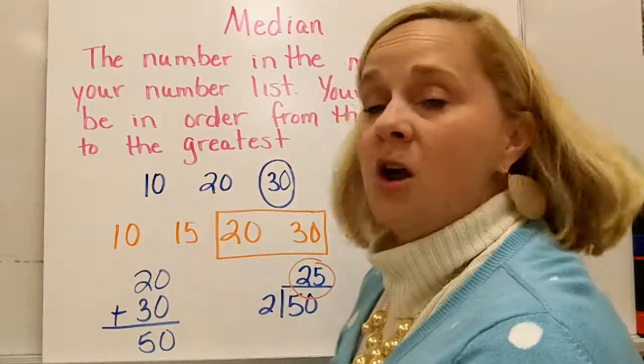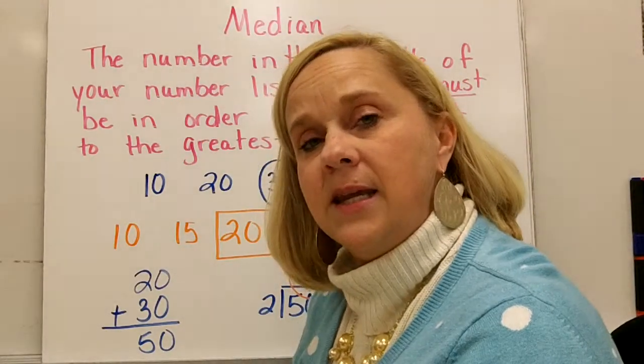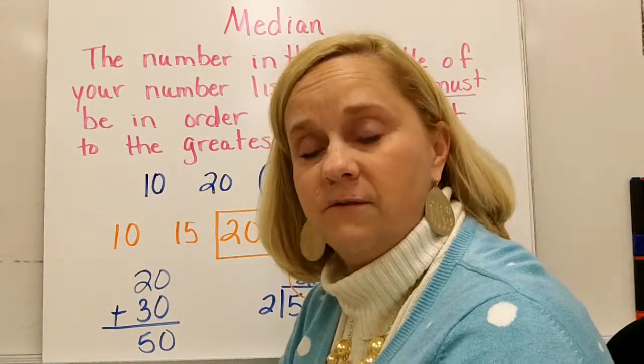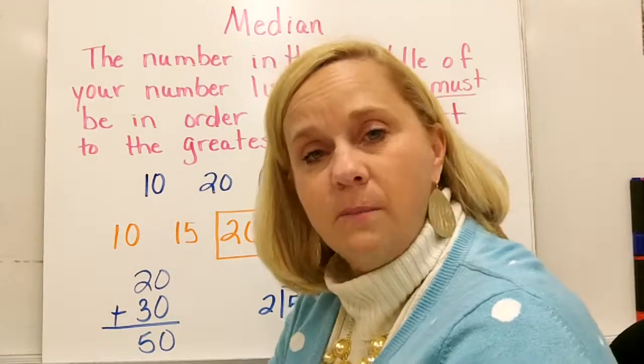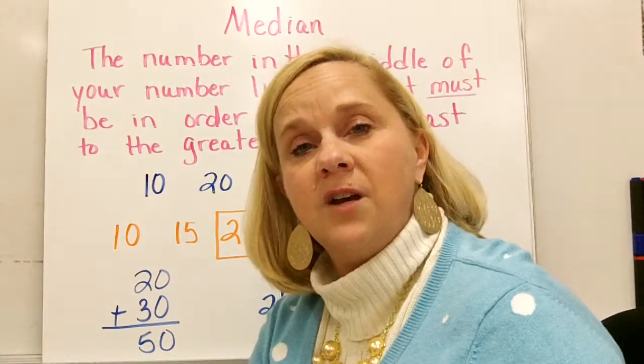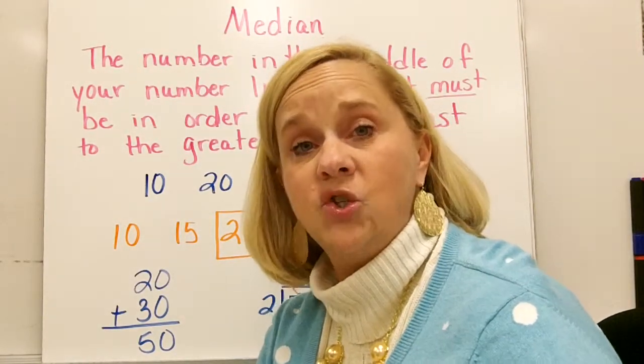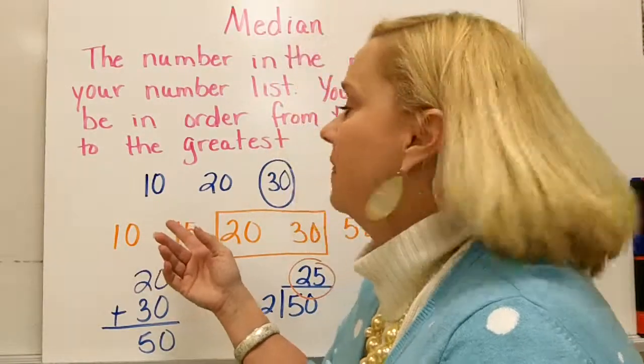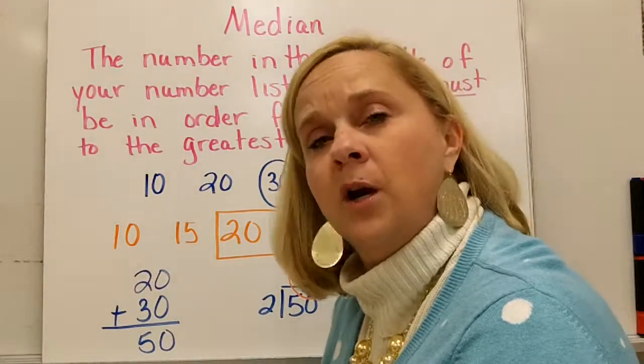All right, now we're going to talk about median first, and median is the middle number in your list of numbers. Now, before you can find the median, you have to take your list of numbers and put them in order from the least to the greatest. I've already done that here, and I have two different lists. We're going to look at both.